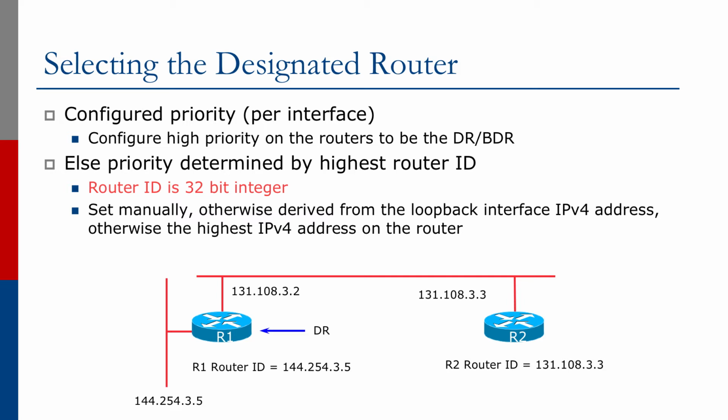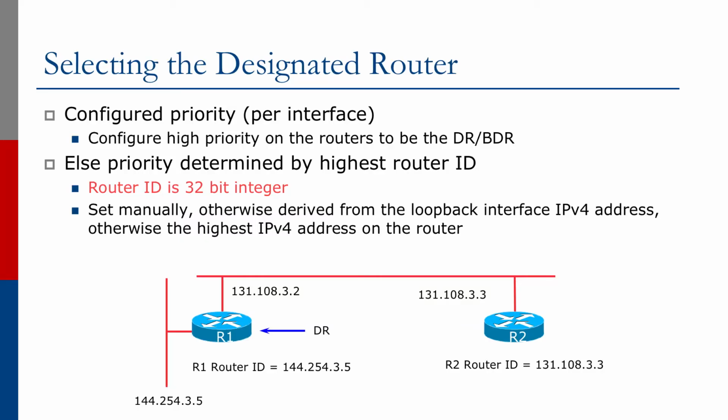So the router ID can be set manually, otherwise it's derived from the loopback interface IPv4 address, otherwise, in the absence of a loopback, it's set from the highest IPv4 address on the router. Network operators really don't like this non-deterministic way of setting the designated router. So if they're not using a loopback with an IPv4 address, they usually will configure the priority on the interface in question.